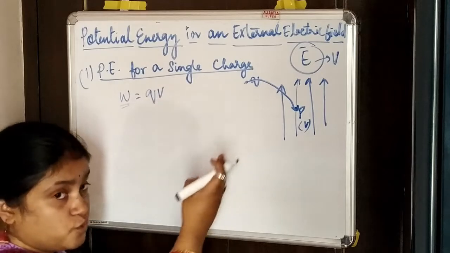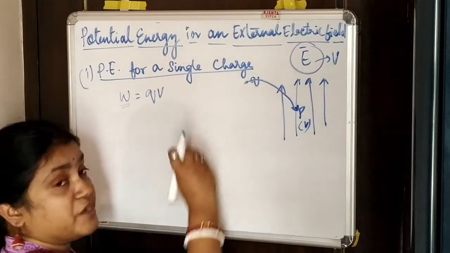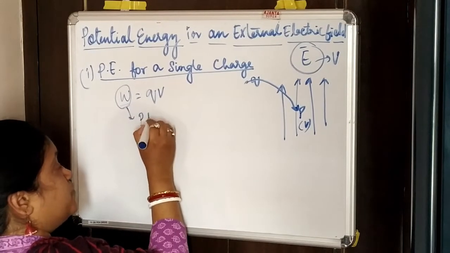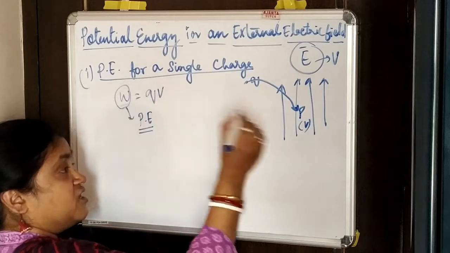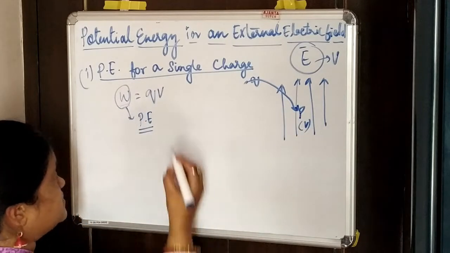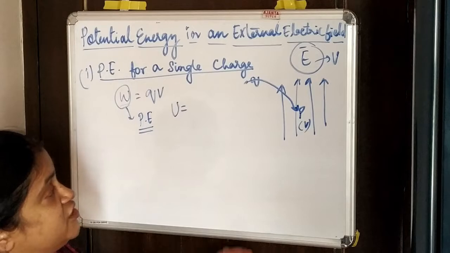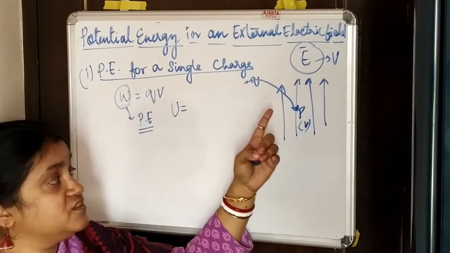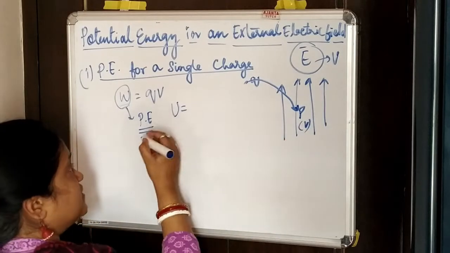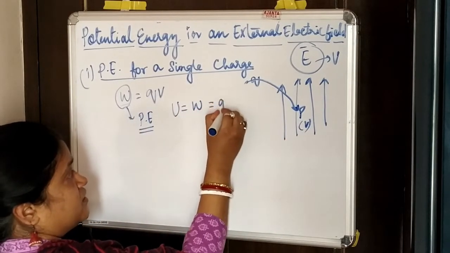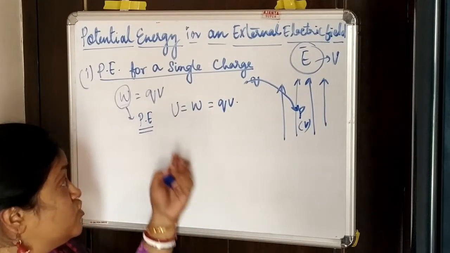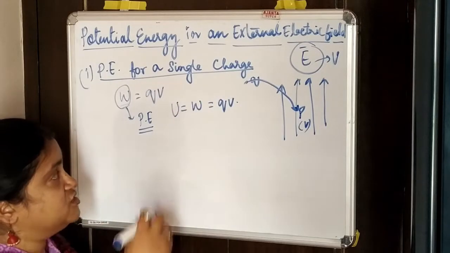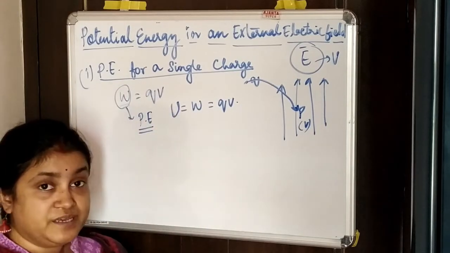This work is what is going to be stored at this particular point. And this work is the calculation of the potential energy of this charge at this particular point. So we can say that the potential energy due to a single charge in an external electric field E at a point P which has a potential V is nothing but the work done, which is Q into V, because this work done by the charge is stored as the potential energy, which is denoted by U.